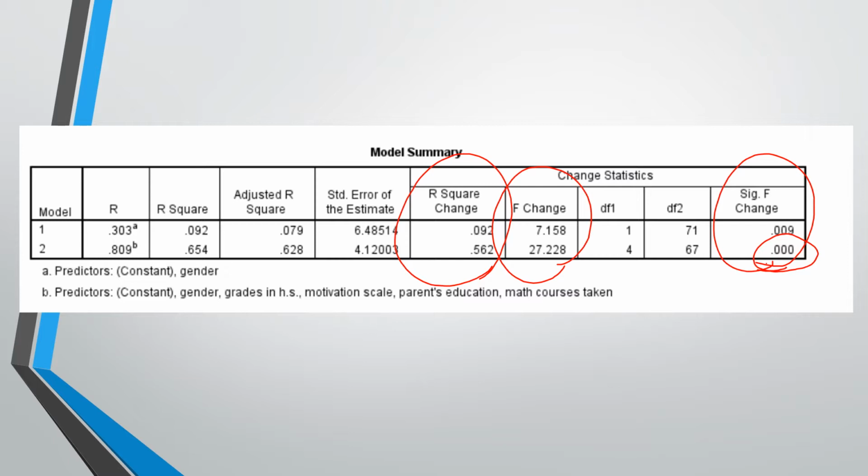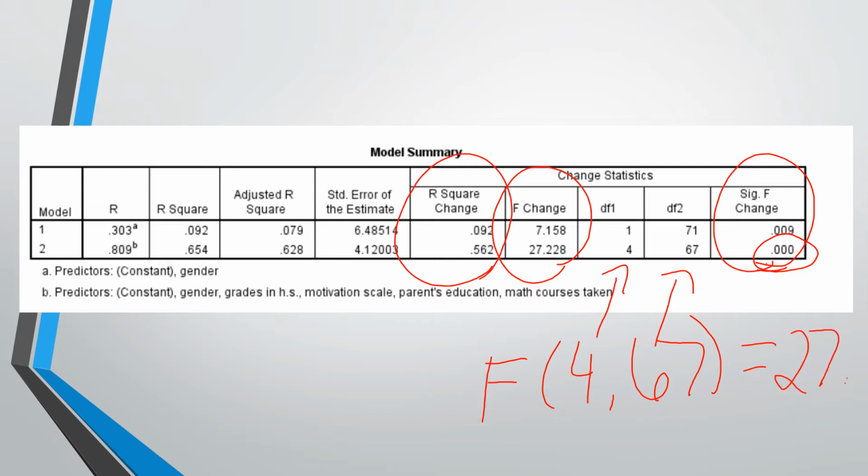The F change, therefore, is statistically significant and is written as F for 67, found here and here, equal to 27.23, p < .001, which I'm going to provide at the end in the results section again.